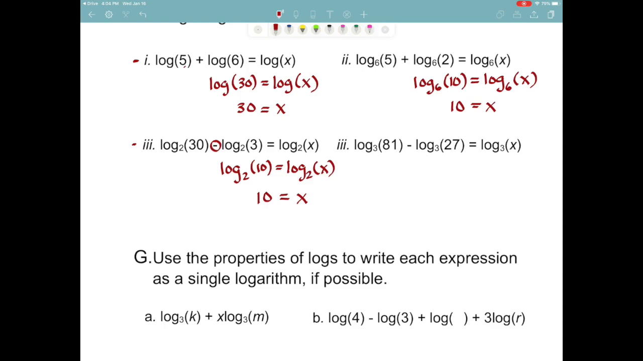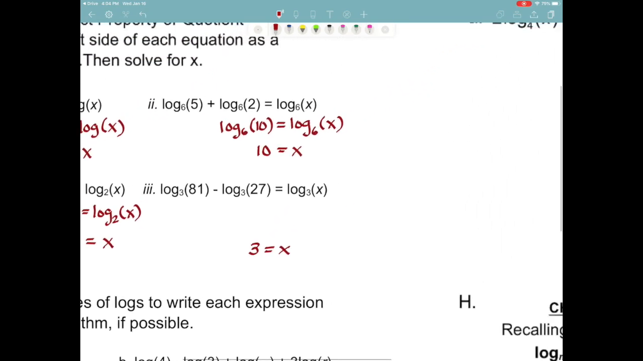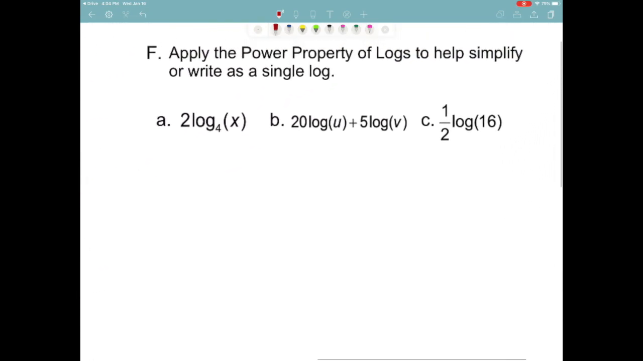The last one here, you can go ahead and work through it. You should get that 3 equals x. All right, moving to the next part here.